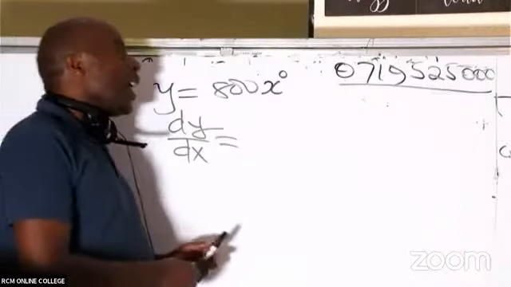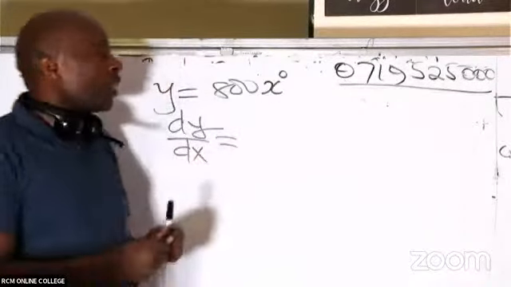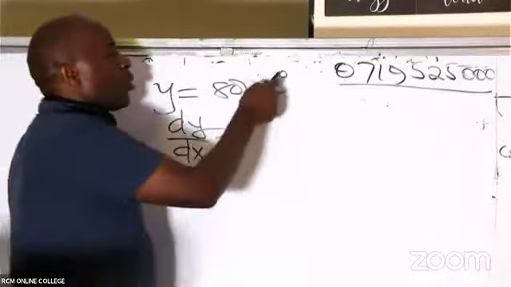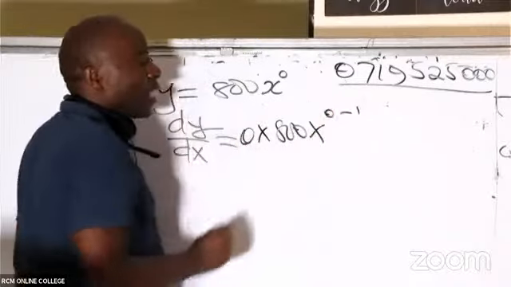How do we differentiate? It is the concept of n times a x raised to n minus 1. So what do we have here? It is 0 times 800 times x raised to 0 minus 1.